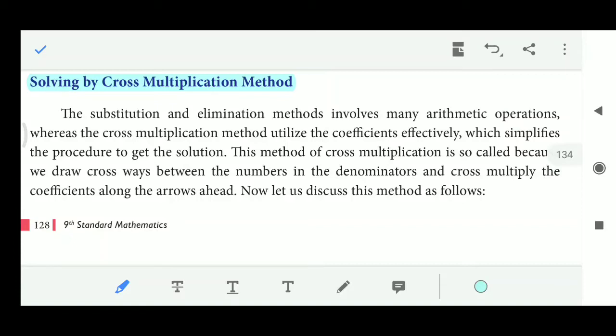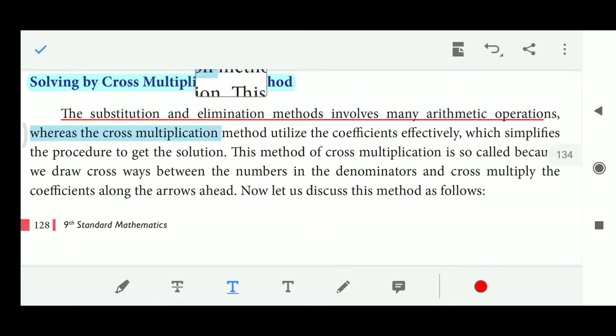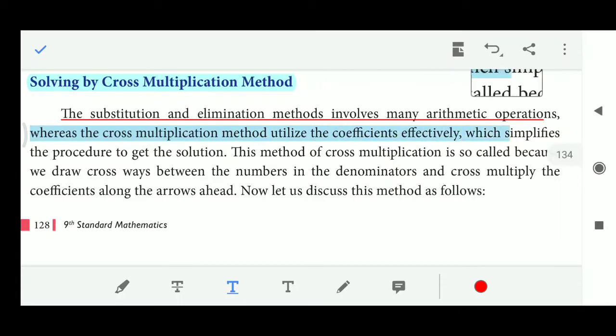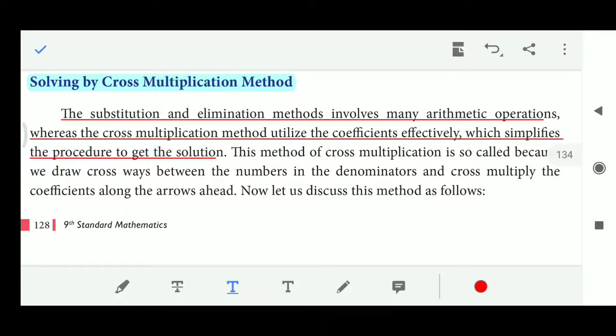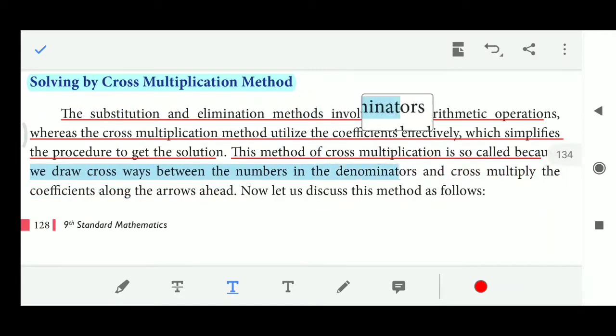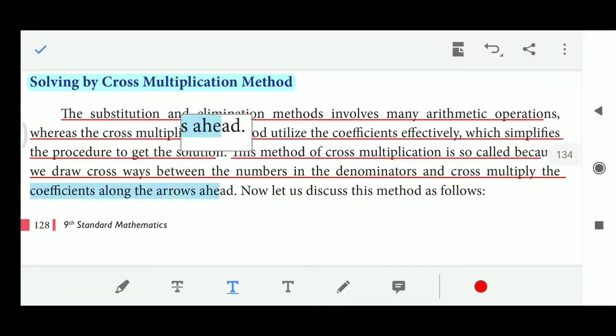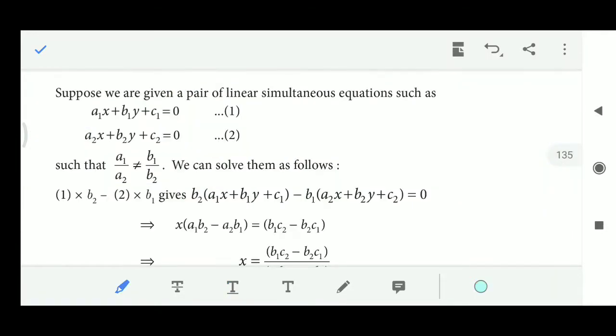The substitution and elimination methods involve many arithmetic operations, whereas the cross multiplication method utilizes the coefficients effectively, which simplifies the procedure to get the solution. This method is so called because we draw crossways arrows between the numbers in the denominators and cross multiply the coefficients along the arrows. We will see this in the general concept.